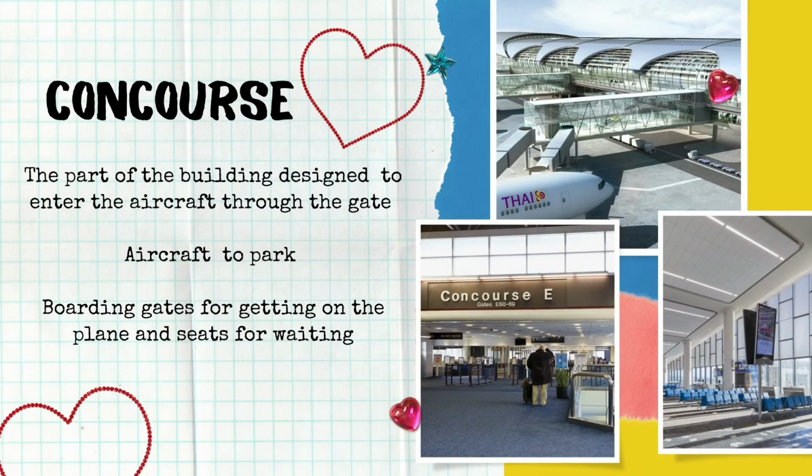Next is concourse. Concourse is the part of the building that is designed for the passenger to be able to enter the aircraft through the gate, and the aircraft to be able to park. There is a boarding gate for getting on the plane and a seat for waiting.